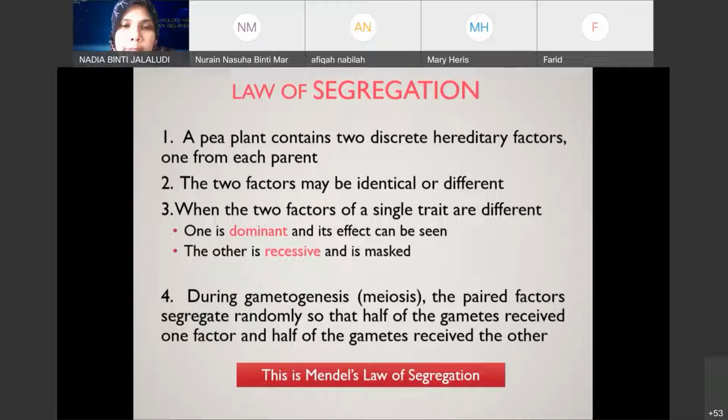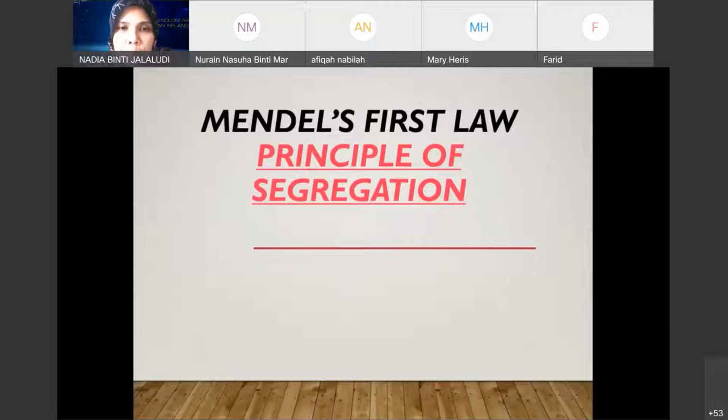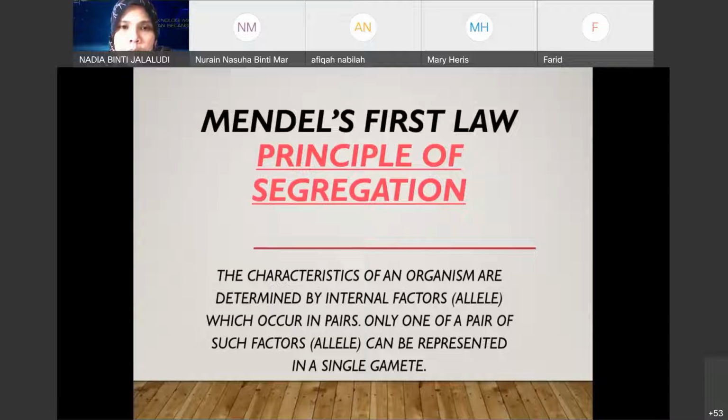one factor from one of our parents and the other half is from the other parent. So the characteristics of an organism are determined by internal factors. Ni masa zaman Mendel dia belum ada term allele lagi. So disebut internal factors which occurs in pairs. So only one of a pair of such factors can be represented in a single gamete.